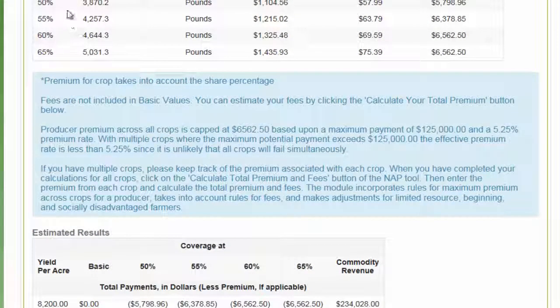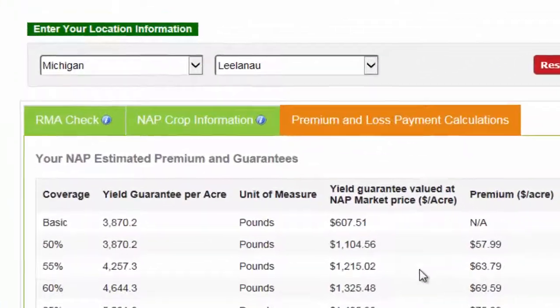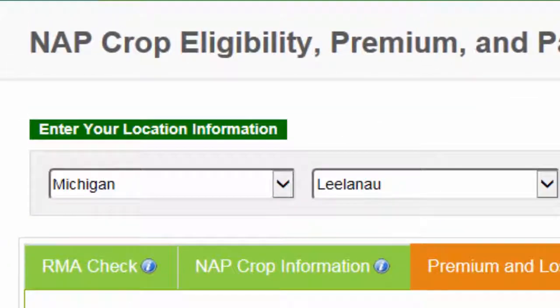To determine which coverage you want to use is not something we can really get into here, but the bottom line is how much protection you need. At this point, we would like to look at another type of crop that you could grow, which is called a value crop. And we'd like to use Christmas trees.